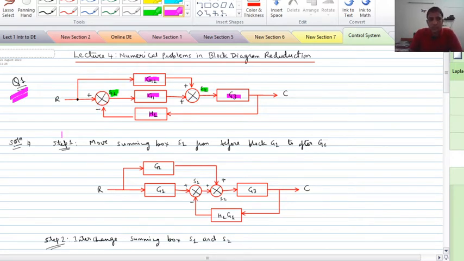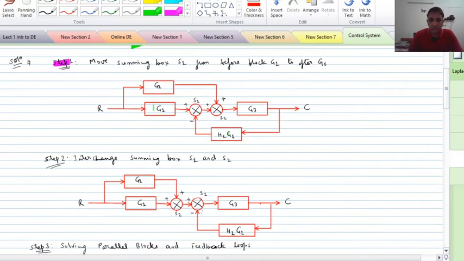So in this case, if we do the following step, that is, we shift this summing box from this position to this position, that is, from before G1 to after G1, then we have to multiply this H1 block with G1 and we will get this result. So applying the standard rule, we have to multiply H1 with G1.